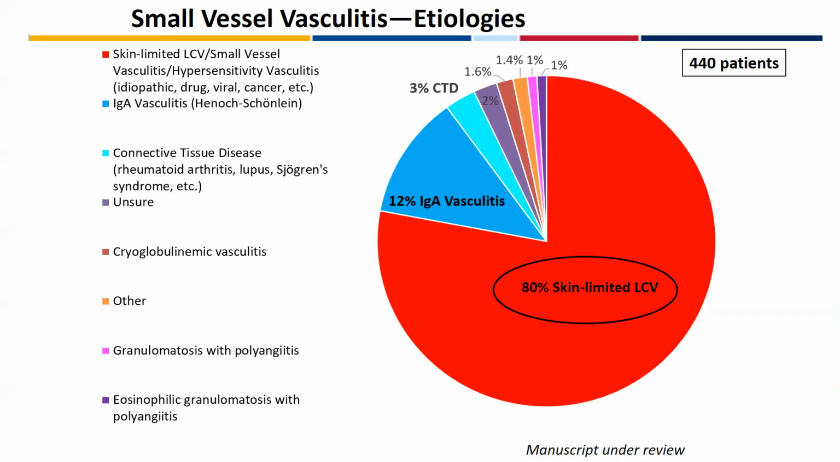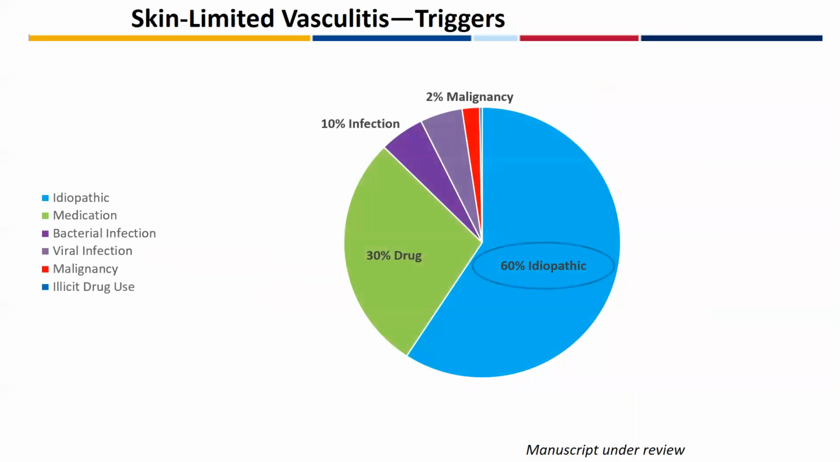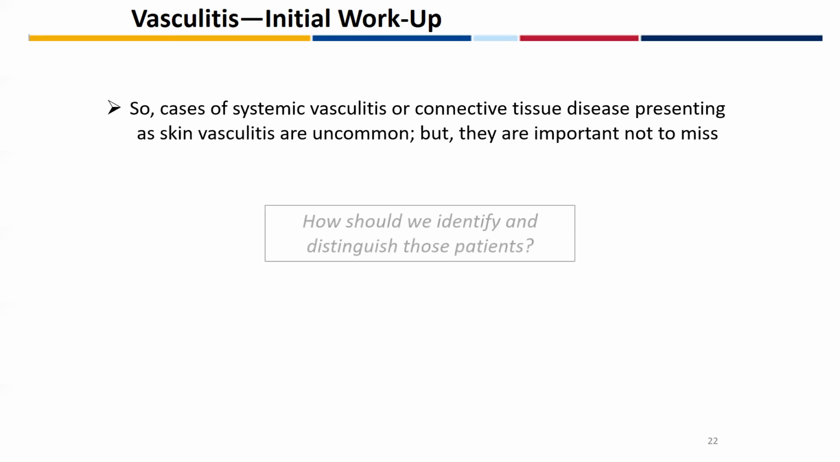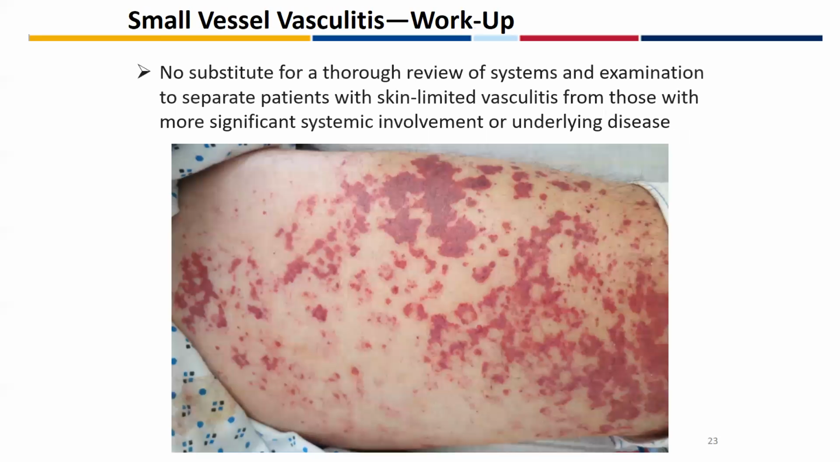Of those patients with skin-limited LCV, 60% were idiopathic, and the remainder were secondary to drug or infection, and a small minority to underlying malignancy. And so what these data show us is that cases of systemic vasculitis or connective tissue disease presenting as small vessel vasculitis of the skin are uncommon. But of course, they're important not to miss. So how should we identify and distinguish those patients?